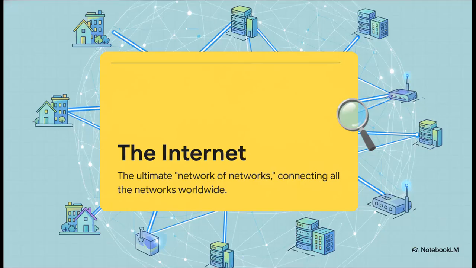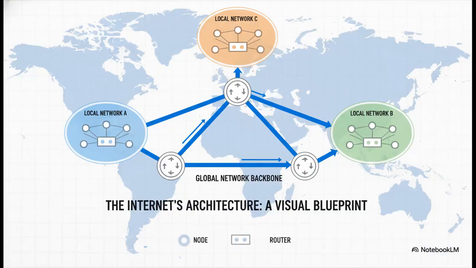And that's it. That is all the internet really is. It isn't some magical cloud up in the sky. It is, quite simply, the ultimate network of networks. It's just millions and millions of these little digital neighborhoods, homes, offices, giant data centers, all connected by this global web of routers. So there you have it. That is the incredible and actually pretty simple blueprint of the internet.